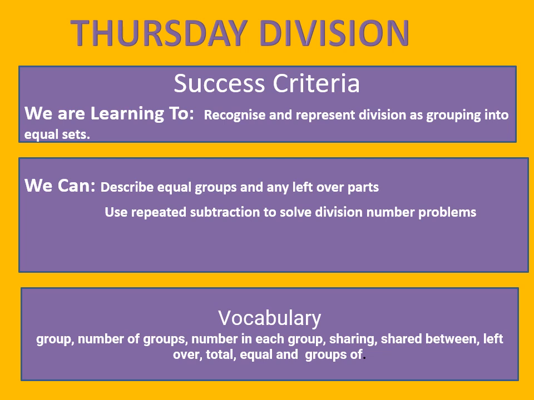Our success criteria include that we are recognizing and representing division as grouping into equal sets. We can describe equal groups and any leftover parts, and we can use repeated subtraction to solve division number problems. The vocabulary that we will use includes group, number of groups, number in each group, sharing, shared between, leftover, total, equal, and groups of.